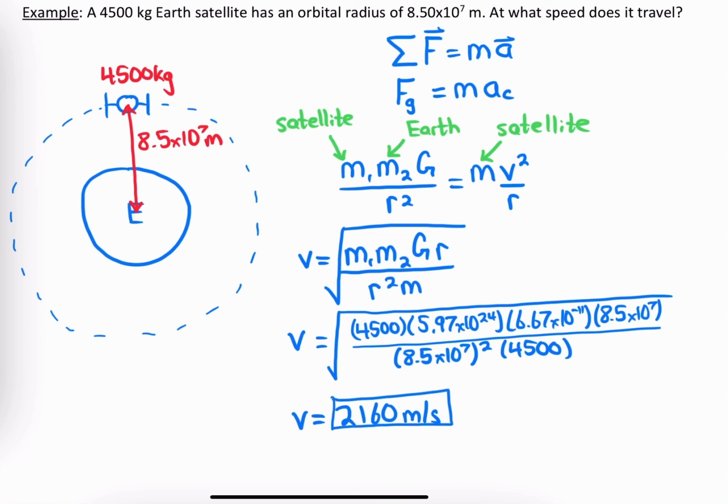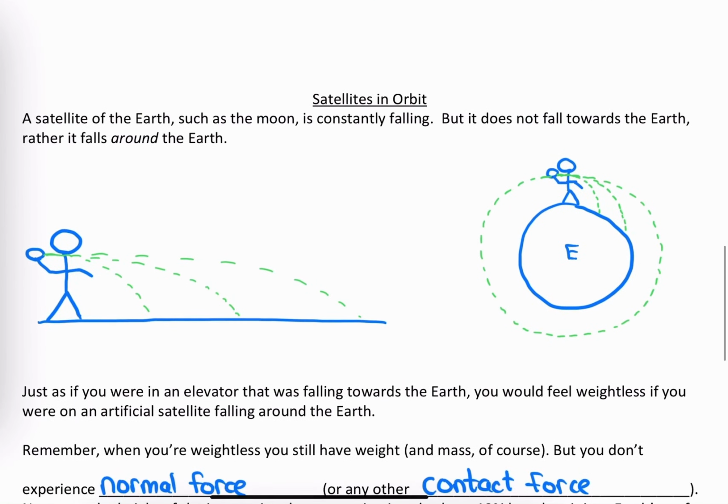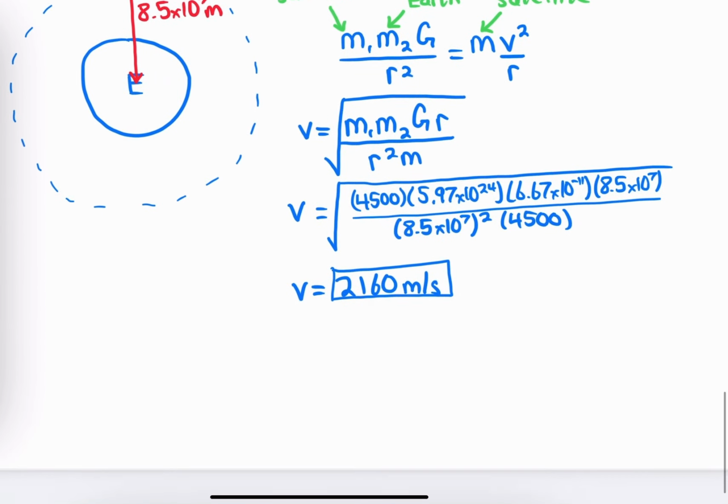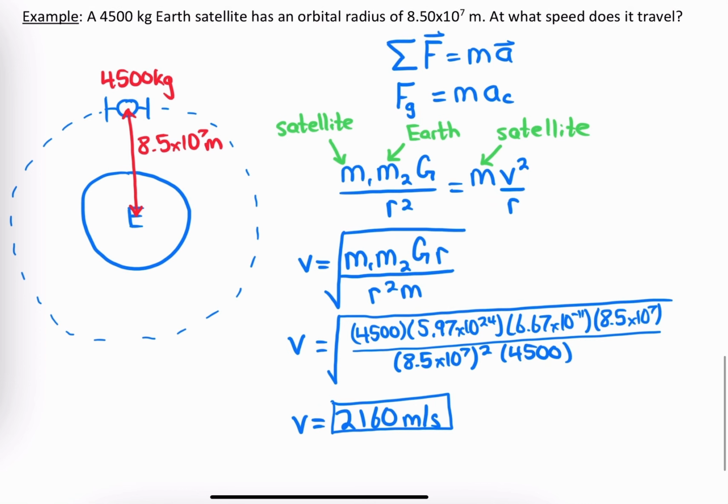That's fast. That gives you a sense of just how fast you have to throw something so that it always accelerates towards the Earth but never actually gets any closer. And as you can imagine, if you threw something at 7 times the speed of sound, there'd be a lot of air resistance to contend with, and that's why you want to be above the Earth's atmosphere.